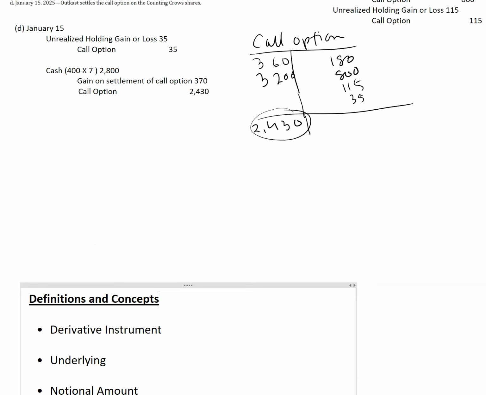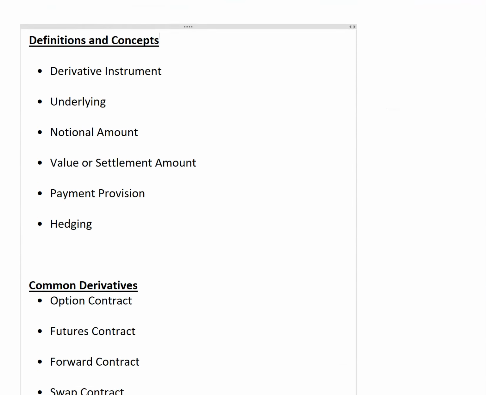So let's start with our first part, where we are talking about different definitions and concepts related to derivative and hedge accounting. For the definitions and concept part, first they talk about derivative instrument, and the concept is pretty much the same as what you learned in your textbook chapter. A derivative instrument is a financial instrument that derives its value from the value of some other items or some other instruments, and it also explains the same criteria that US GAAP mentioned.